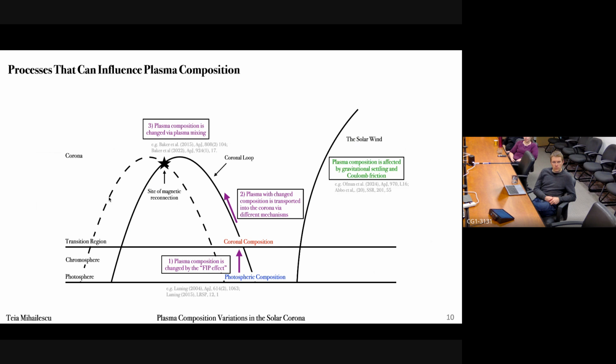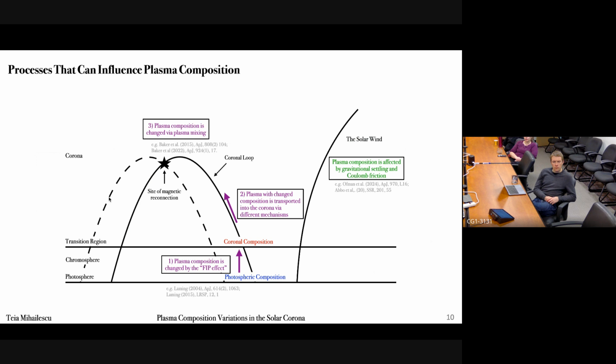And then once we leave the corona and go into the solar wind, we no longer care about the FIP effect; it won't change the composition anymore, plasma mixing won't change the composition anymore, but then we need to start thinking about other processes like gravitational settling or Coulomb friction as the plasma goes into the solar wind.